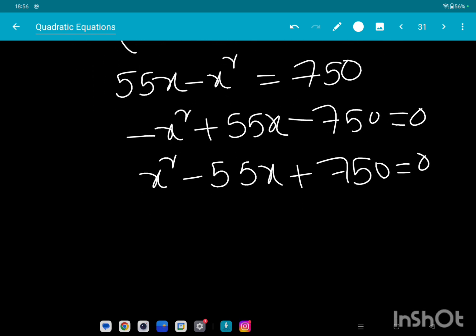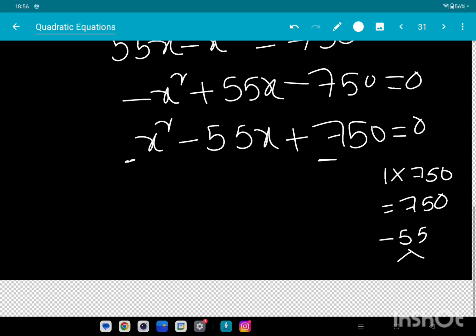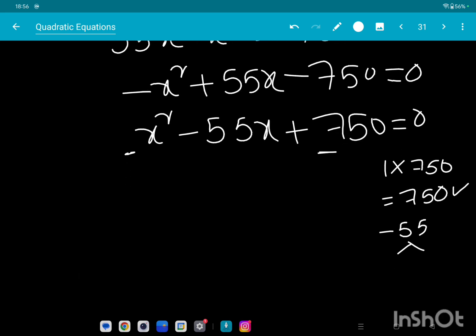How can I do this by factorization? I need to first multiply the first and last term. What is the product? First and last term, 1 into 750, which is nothing but 750. Now I need to split the middle term in two ways such that their product is equal to 750. How can I write it?